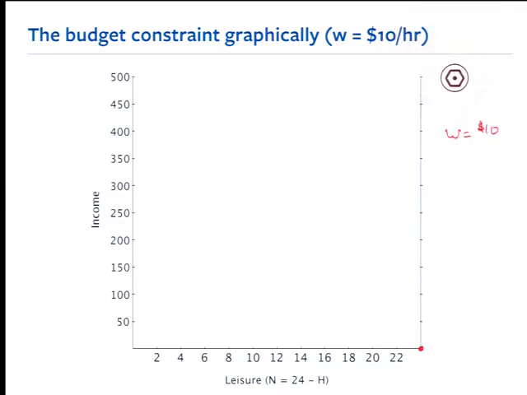I jumped ahead. 0 hours, $0. We're good, right? 1 hour, how many dollars do you get? 2 hours, 3 hours, 24 hours, 240, right? So with each additional hour of work, you get 10 more dollars. That's just a straight line that goes from the origin on the right-hand side here exactly up to 240.